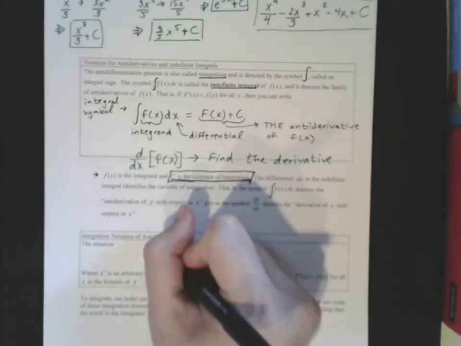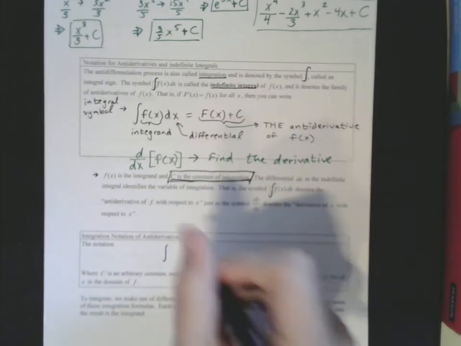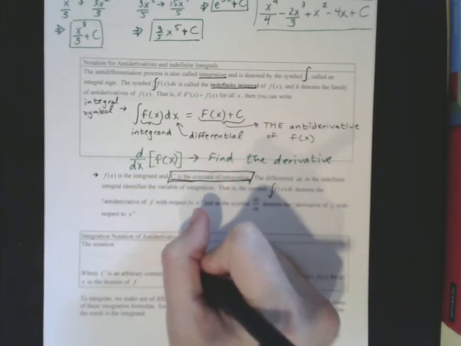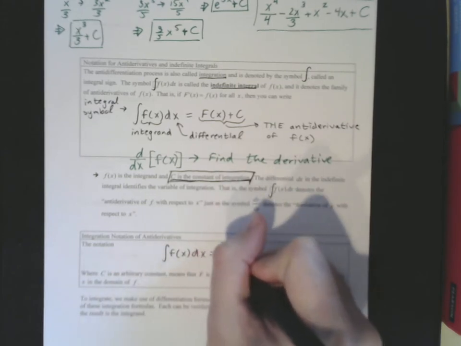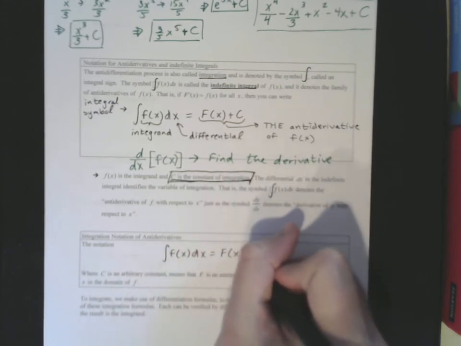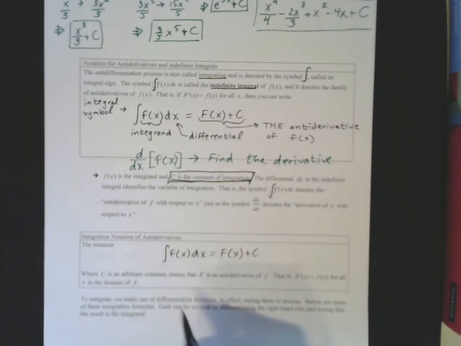Okay, so this next box here, the notation, just to review: the integral of f of x dx equals capital F of x plus c, where c is an arbitrary constant, and it means that capital F is the antiderivative of f. So it goes both ways.